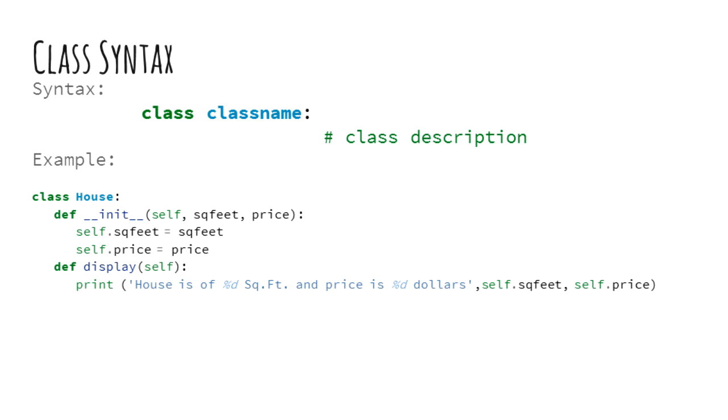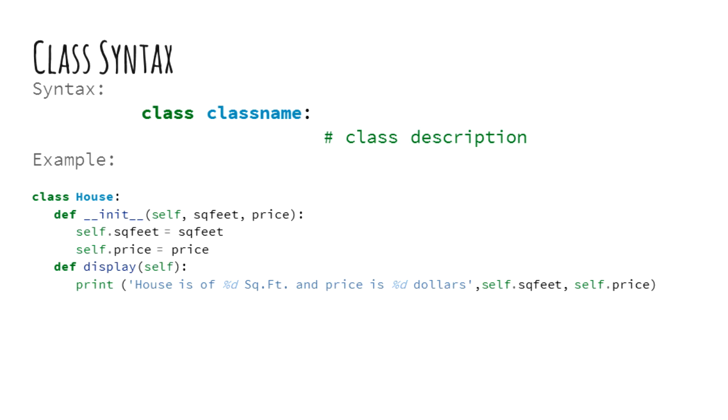Here is the syntax of a class. Let's see how to write the class House. As you can see, the class House has two attributes, square feet and price. The init function is nothing but an initializer function. It initializes the object it creates.